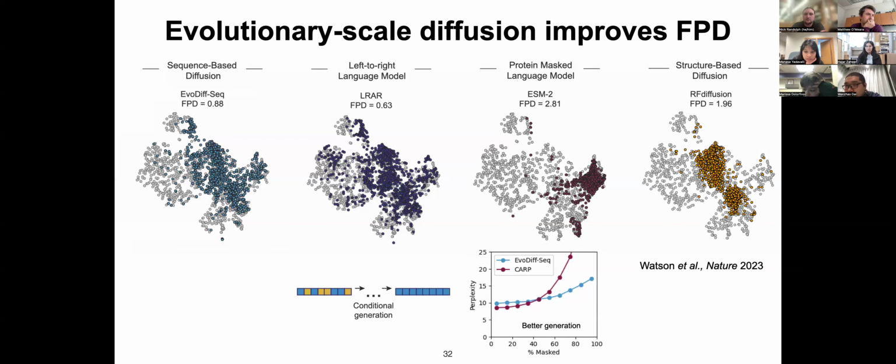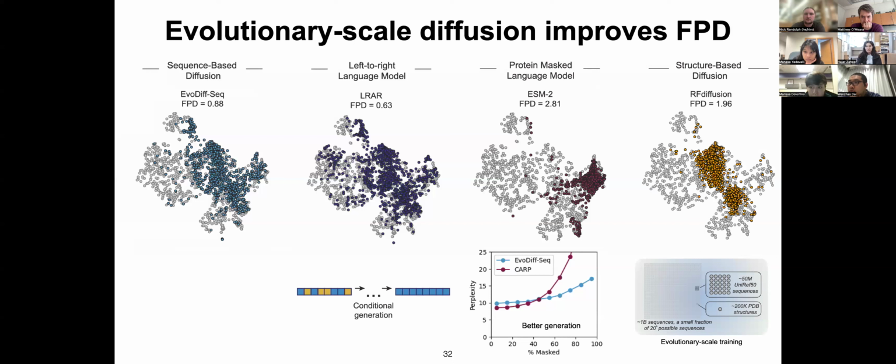And lastly, we also compare this to a structure-based diffusion approach. RF diffusion at the time of making this was kind of our state-of-the-art model. And we see that we do much better in covering the protein functional space than compared to RF diffusion. And again, this makes sense, and we can attribute this to the scale of evolutionary training.